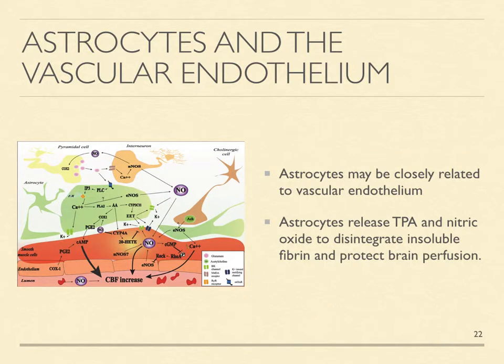Brain astrocytes release both tissue plasminogen activator and nitric oxide that disintegrate insoluble fibrin and preserve brain perfusion. Their activity prevents brain infarction when large amounts of epinephrine are administered during cardiopulmonary resuscitation.